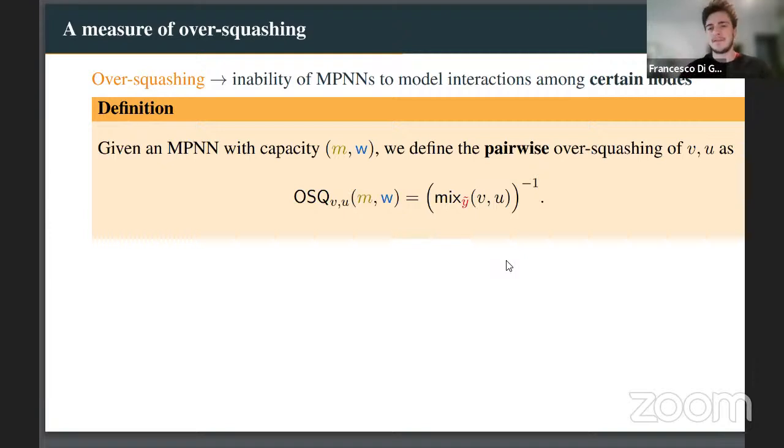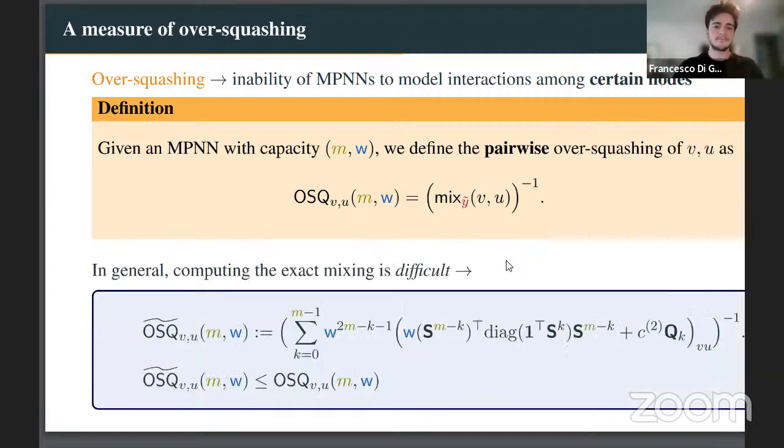Now, any definition is somewhat arbitrary, right? So again, you can change this definition a little bit, and for example, take a decreasing function of the mixing, which is not the inverse, that would still convey the same message, right? But that's not the main point here.